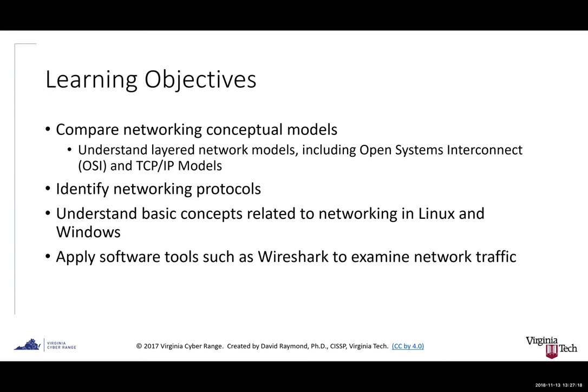So we'll hit that a little bit, and then we're going to talk about some networking protocols. Again, this is out of the 6302 curriculum. Understand basic concepts related to networking in Linux and Windows. So we'll see how far we get. May be able to pull up, do some hands-on with Linux and/or Windows, and then apply software tools such as Wireshark to examine network traffic. Okay, so here we go.